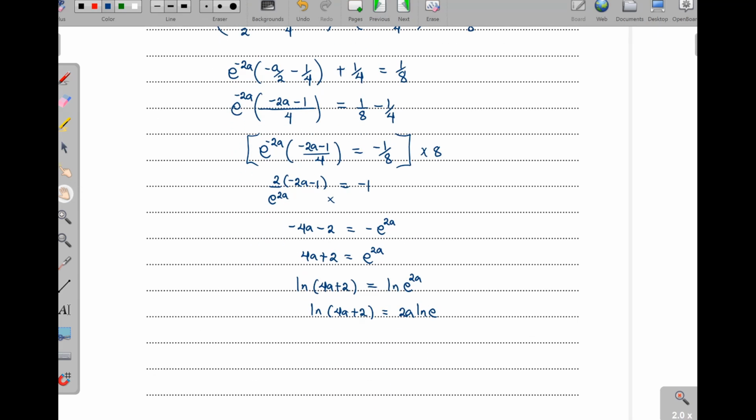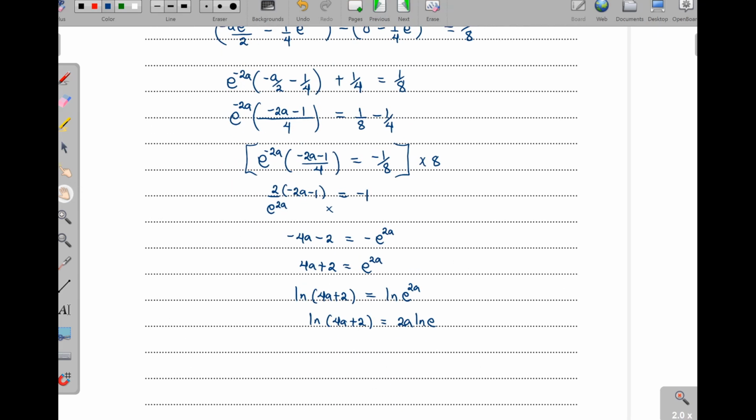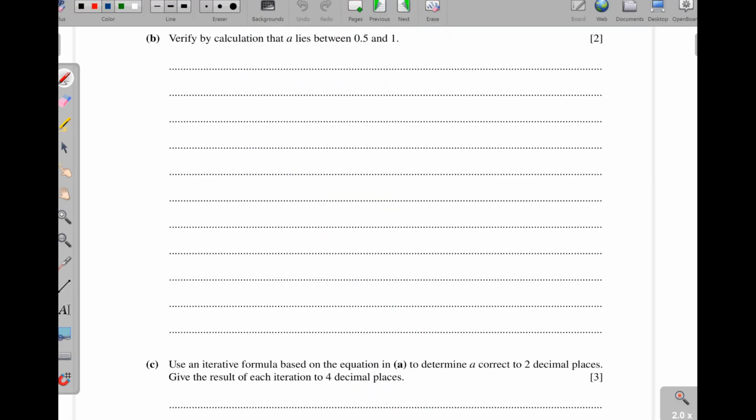But of course, you know that natural log of e is 1. So you have 2a, which is equal to the natural log of 4a plus 2. So meaning our a is going to be a half, then the natural log of 4a plus 2. And this is exactly what they have told us to show. Part B, verify by calculation that a lies between 0.5 and 1.